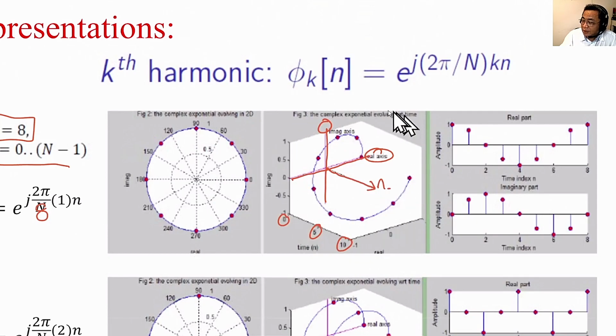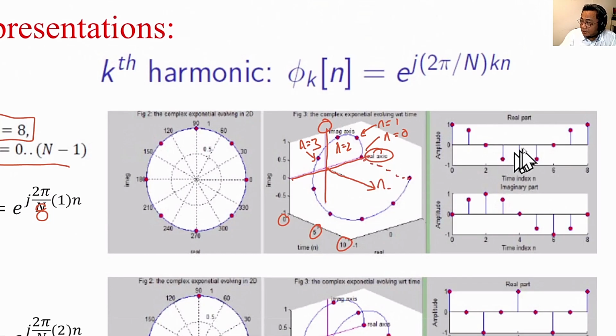This is a 3D figure of it. The red dots over here are for different n. So this is n equals 0, this is n equals 1, n equals 2, n equals 3, and so on and so forth. So n equals 0, 1, 2, 3, 4, 5, 6, 7, and 8. And you realize that at n equals 8, it is at exactly the same point on the real axis.